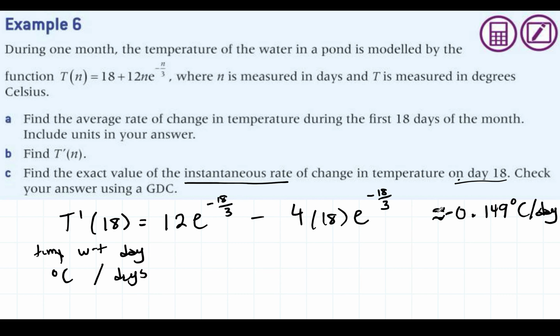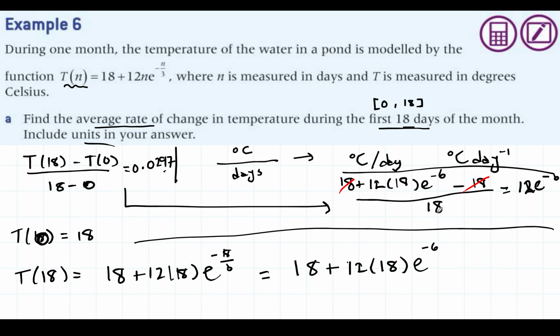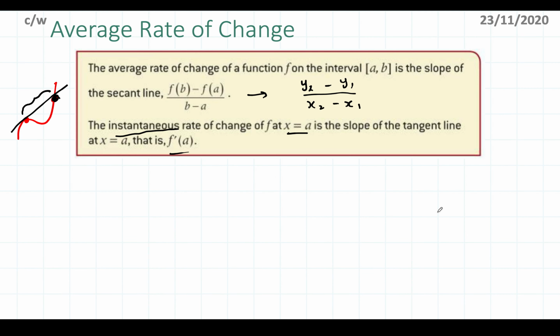So just be aware of the wording and know which one you're going to use. Don't freak out about part A, because this is basically just the gradient formula that you're using and substituting in there.